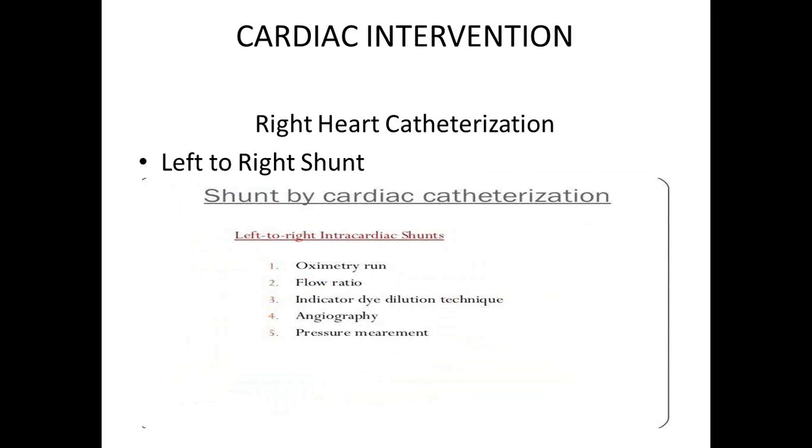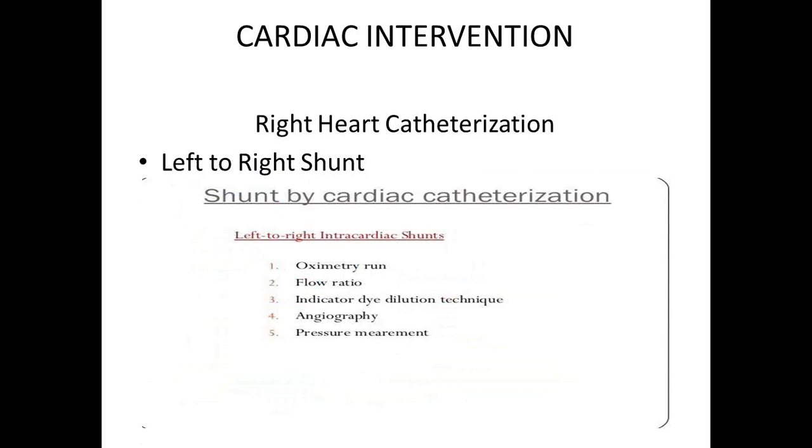You're going to do your indicator dye dilution technique, and you want to do angiography to see what's going on, and you do your pressure measurements. So these are the different things you will do in your catheterization for someone who has a left to right shunt. Your oximetry, you want to see if there's any oxygen step up, as we explained.